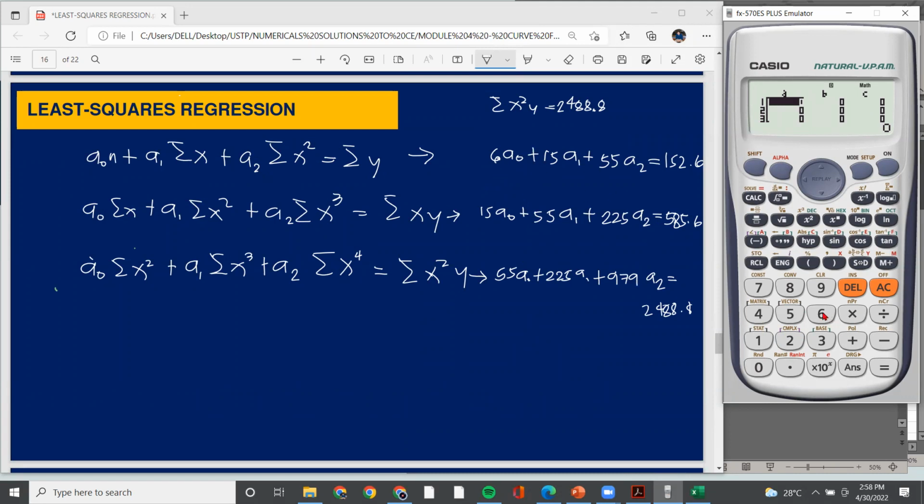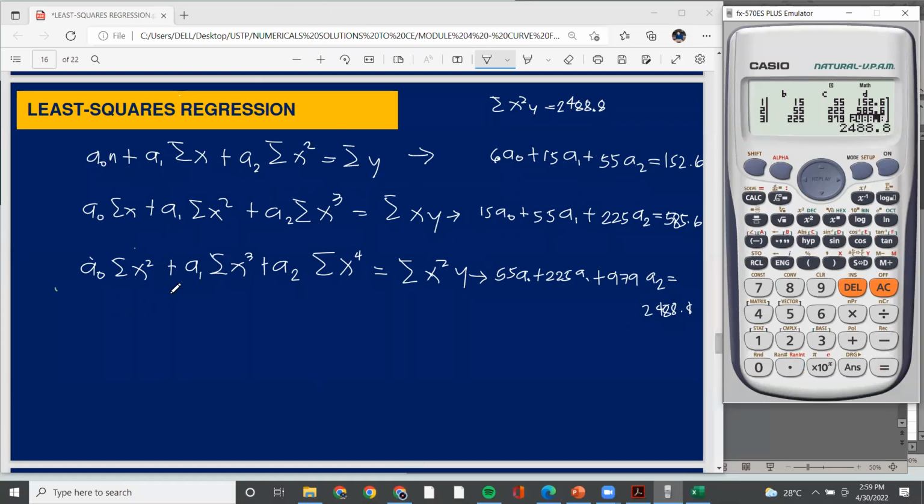First, 6 equals, so in the calculator, to familiarize with the calculator: 15, 55, and 152.6. Second, we have 15, 55, 225, and 585.6. Next is 55, 225, and 979, and 2488.8.